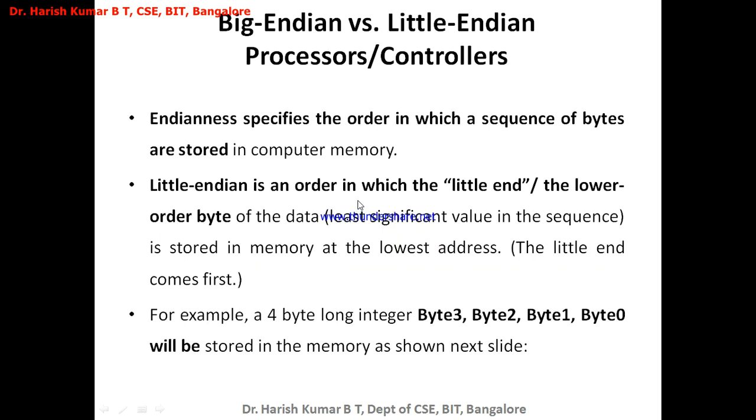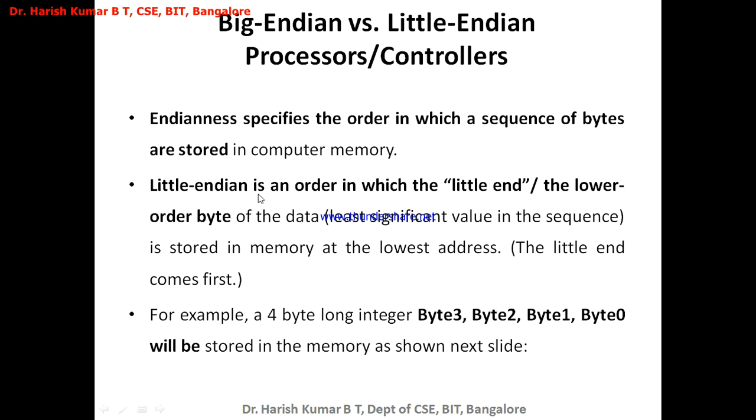Next, the difference between big endian and little endian processors or controllers. Endianness specifies the order in which the sequence of bytes is stored in the computer memory. How the bytes are stored, whether they are stored from the lower order byte or from the higher order byte. Based on that, there are two orderings of the bytes: one is little endian ordering and the other is big endian ordering.